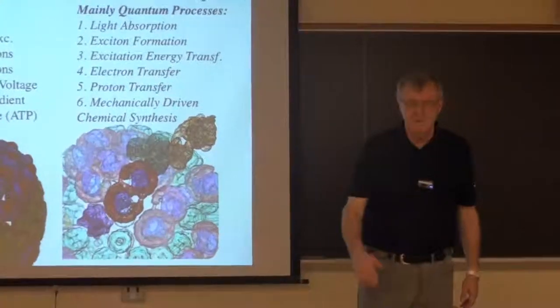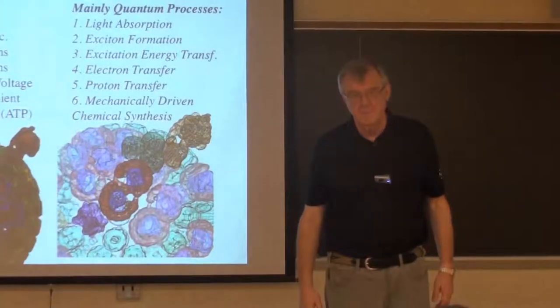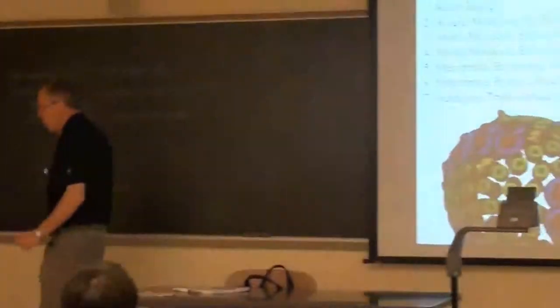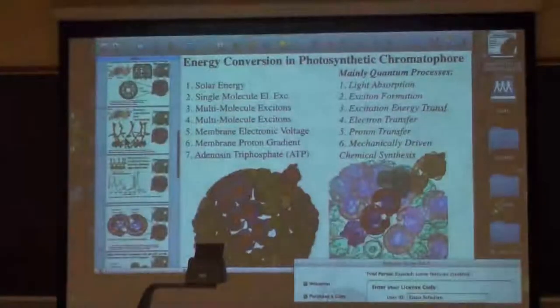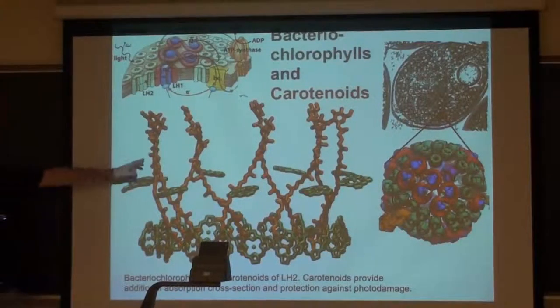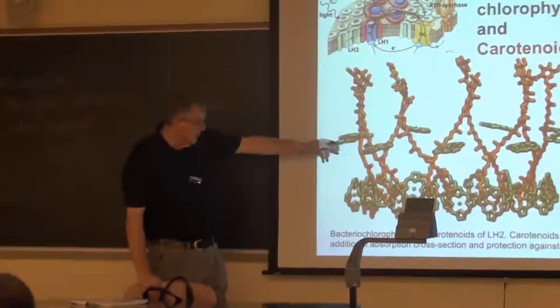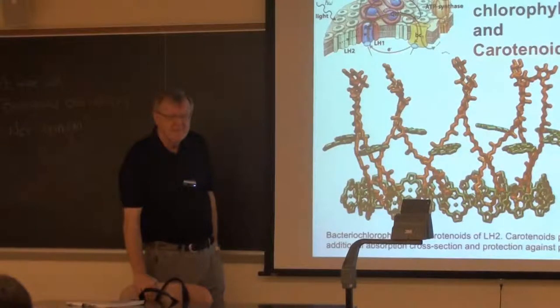Okay. And I missed the part where you said some process takes in time order of femtoseconds. What was the process? So that is a process where a carotenoid takes a 500 nanometer photon and gets electronically excited. And then it gives the excitation to a chlorophyll, either this one or that one, within 100 femtoseconds. So it's a very, very fast process.